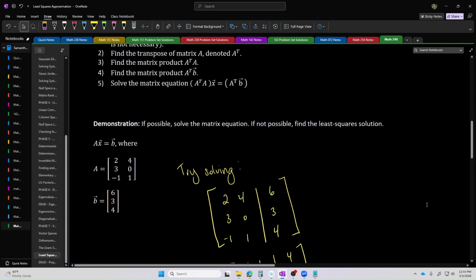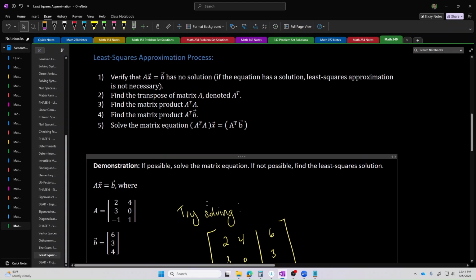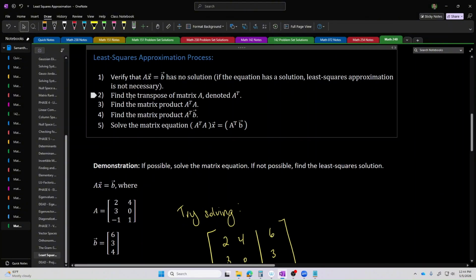But let's try and get the next best thing. And let's try and produce an output that is as close to B as it can possibly get. To that end, the next step we're going to take is we're going to calculate the transpose of our matrix A. We're going to calculate A transpose.